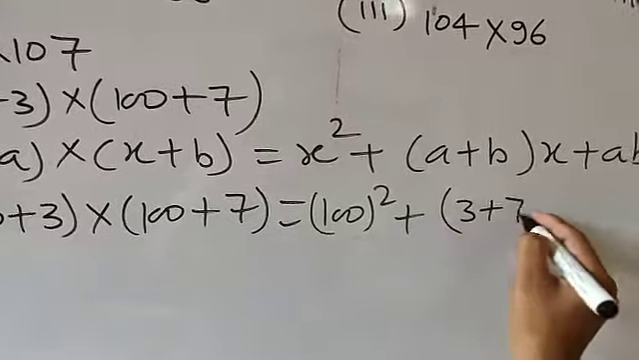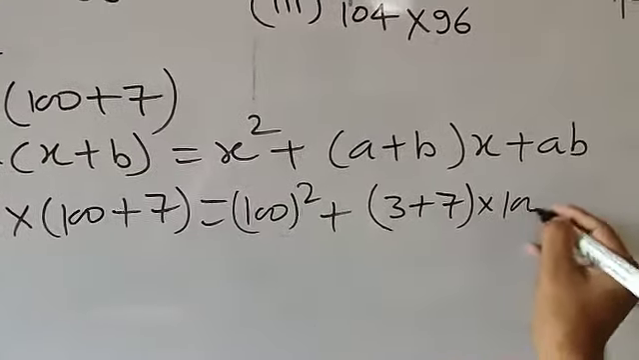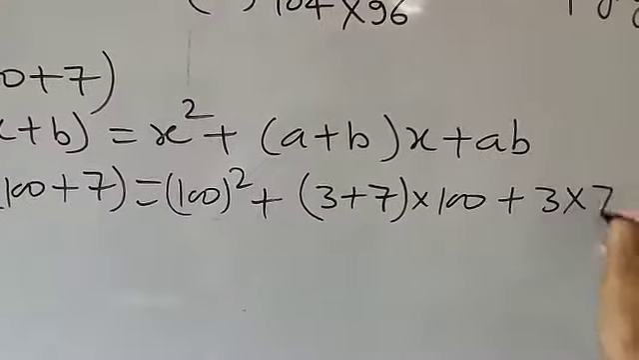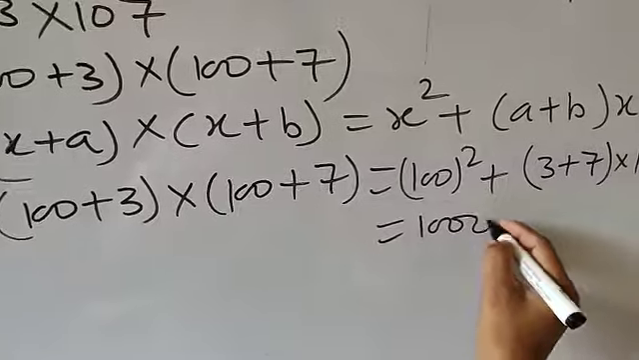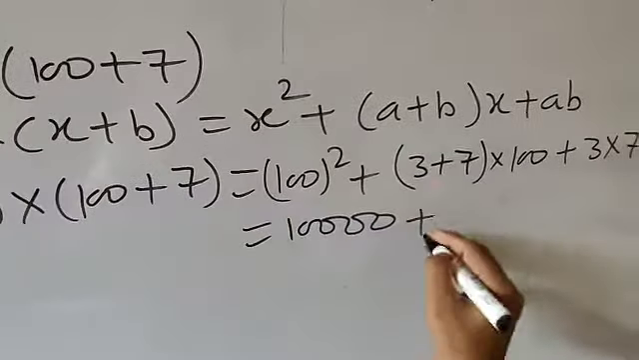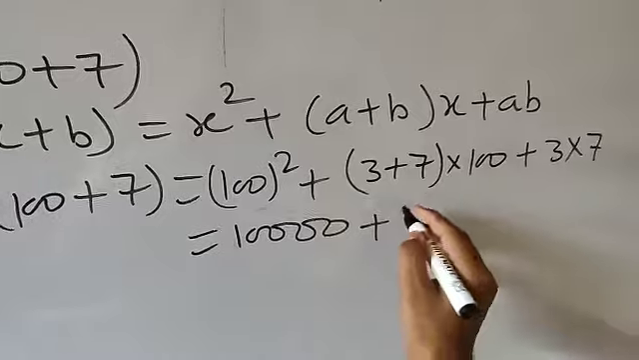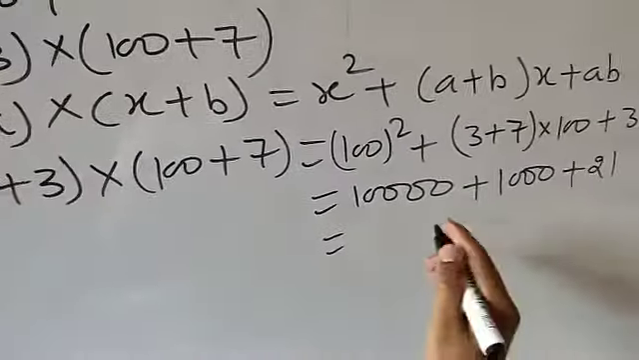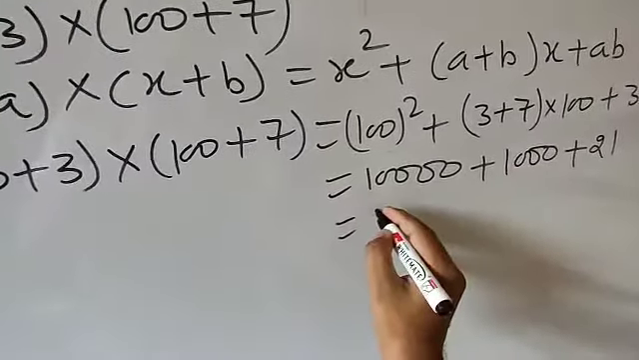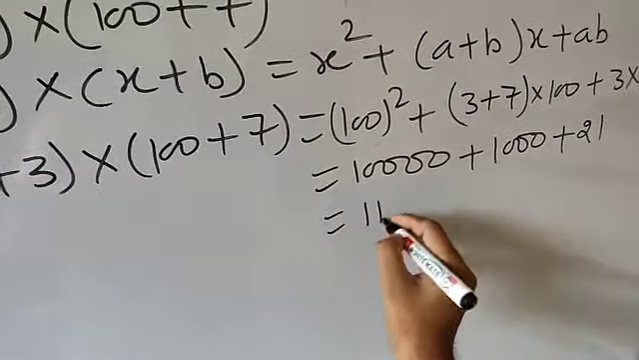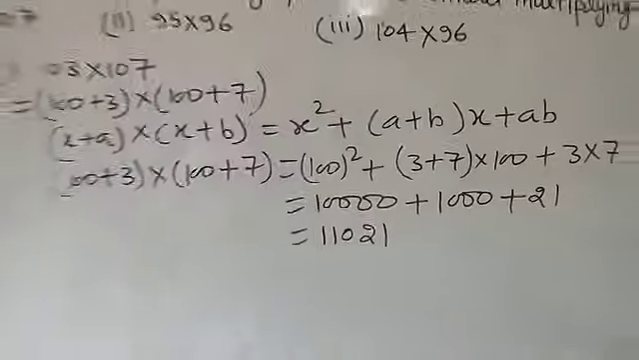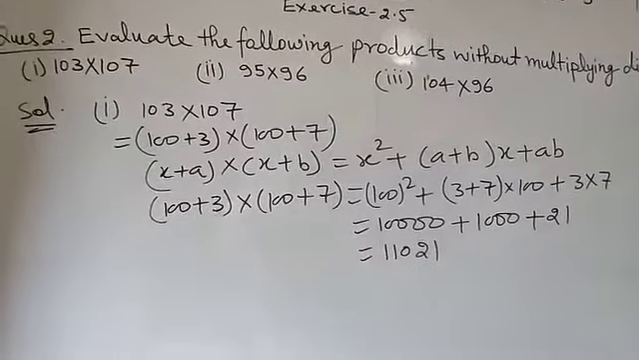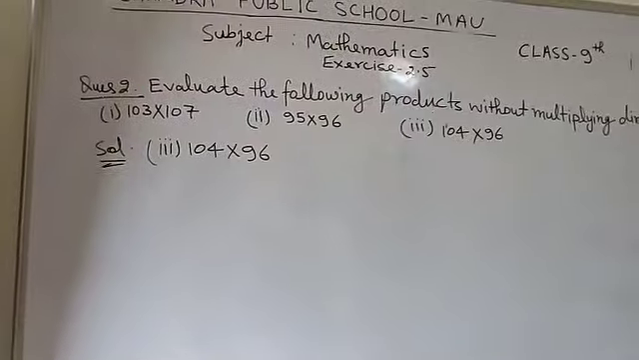So (3 + 7) into x, and the x value in your question is 100. So 100 plus ab, so plus 3 into 7. Now 100 square will be 10,000, plus 3 plus 7, 10 into 100, that will be 1000, plus 3 into 7, 21. So if you add this, you will get 11,021. So the multiplication of this is 11,021.